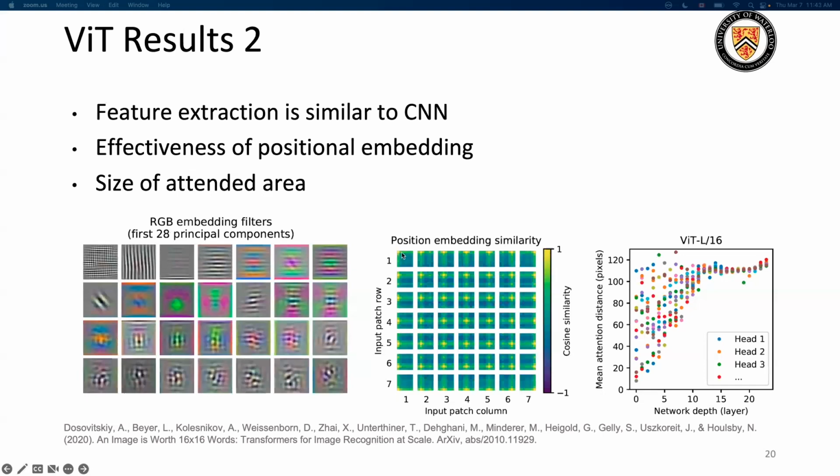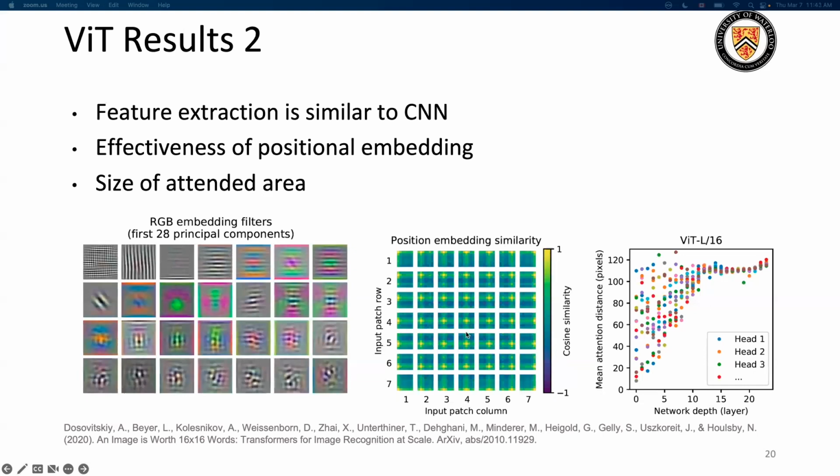The second picture here shows the performance of the position embedding. So they actually calculate the cosine similarity between each position embedding and the rest of the positions. You can see that the similarity is higher in the same row and column for each position.